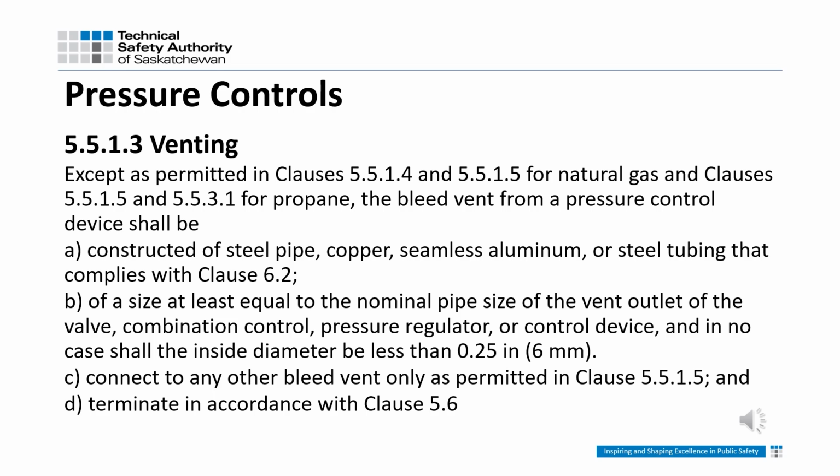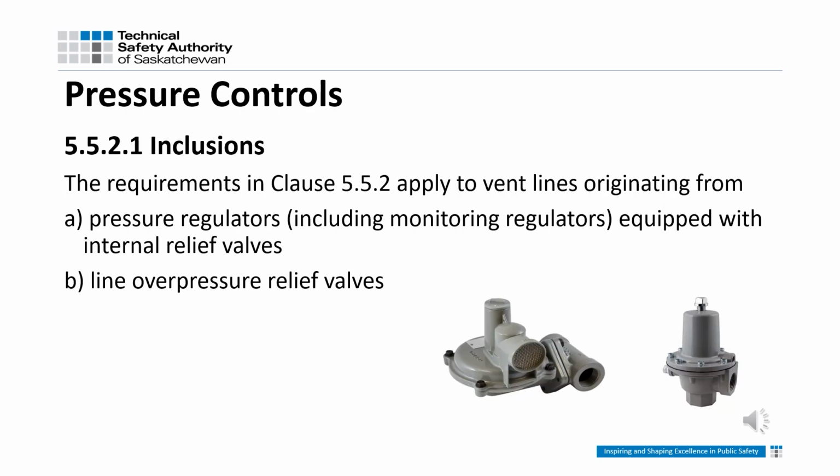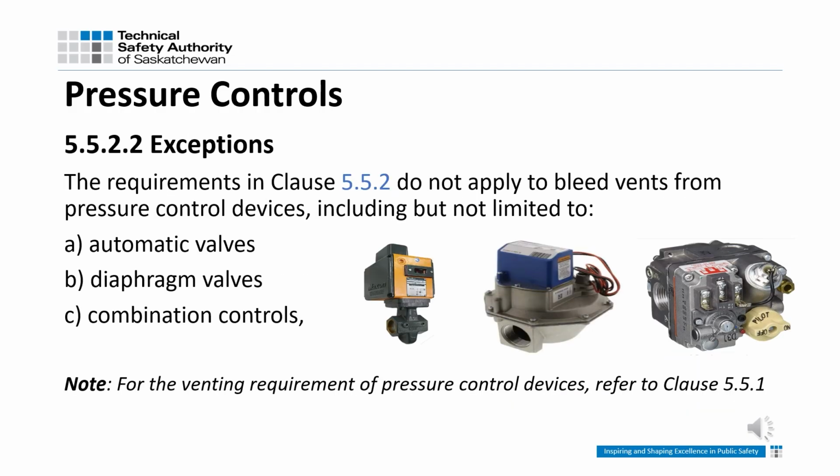This and the next slide refer to 5.5.2, construction of vent lines for overpressure relief devices. It establishes a list of eligible items in 5.5.2.1 to help distinguish from other items covered in changes to Clause 5.5.1. 5.5.2.2 establishes a list of ineligible items, to help distinguish from other items covered in changes to Clause 5.5.1.